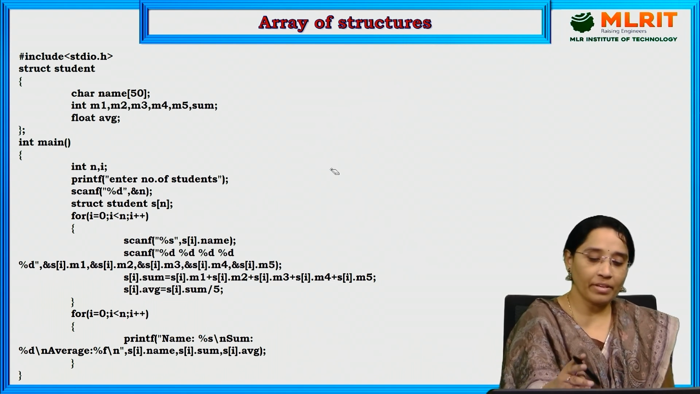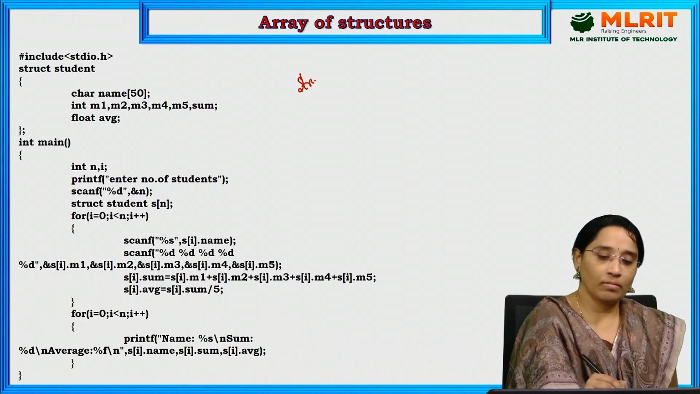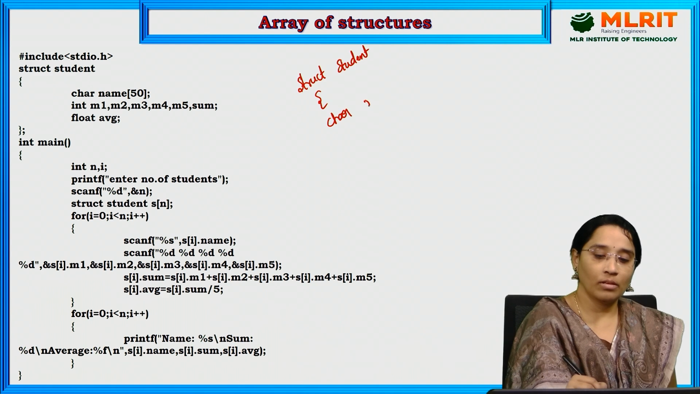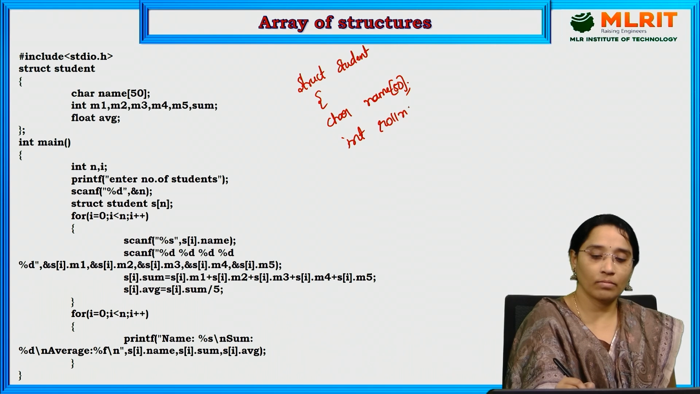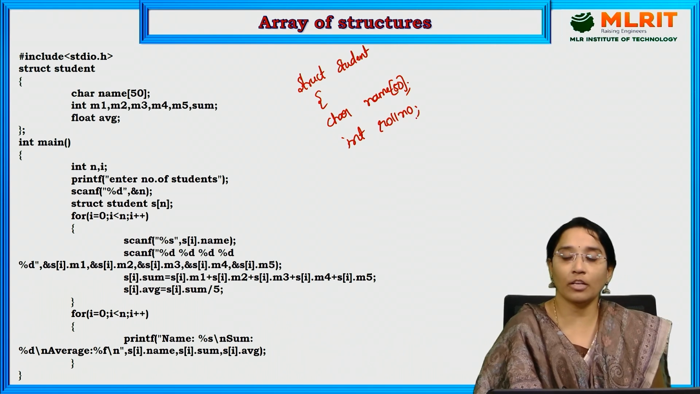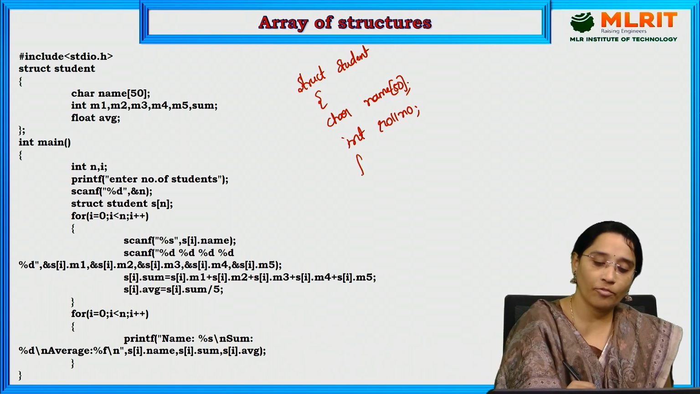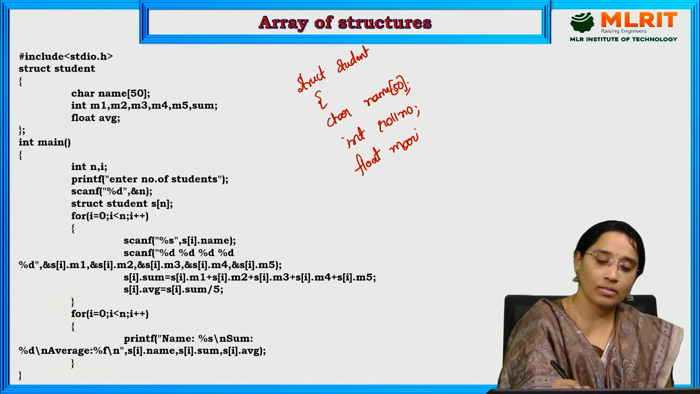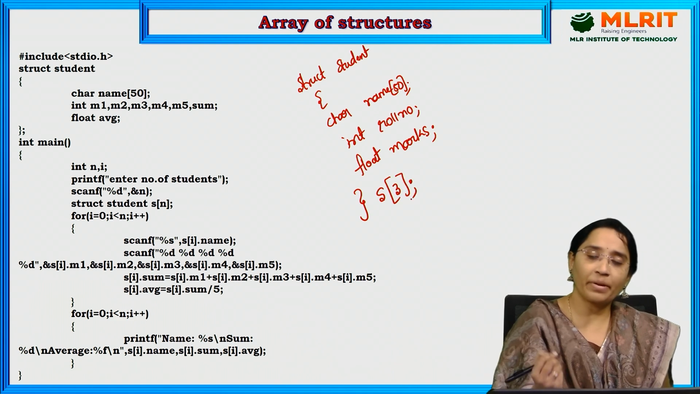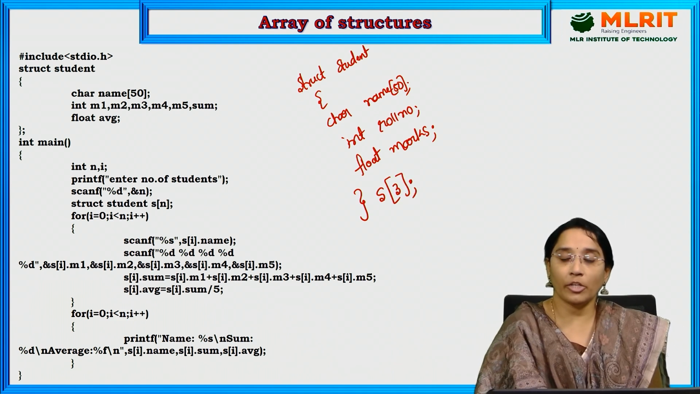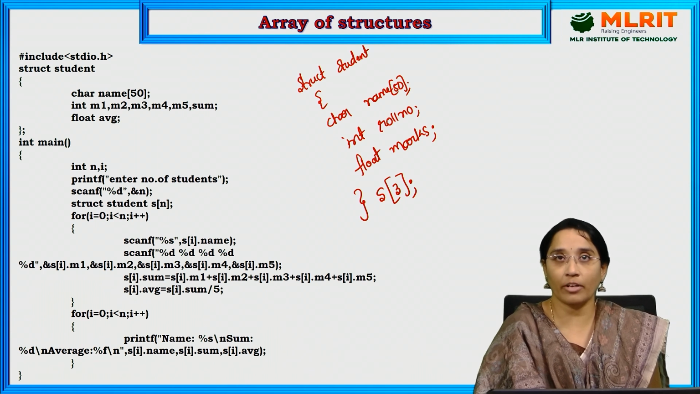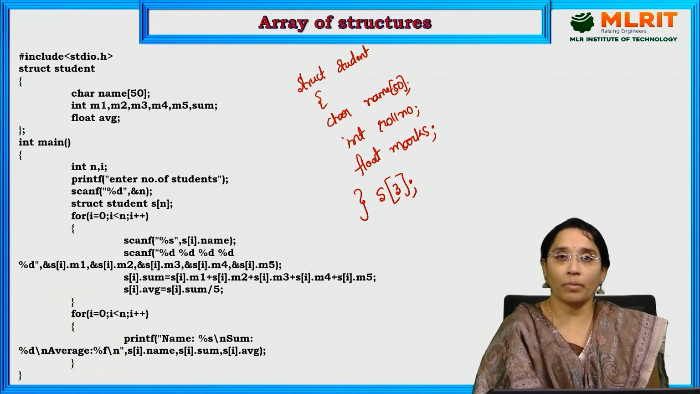Suppose in the same previous example, we will see struct student, char name of 50, int roll number. Suppose a question is asked like this: read and print the details of 3 students. Int roll number, float marks, S of 3. In the previous case, what have we done? E1, E2, E3. Instead of writing like that, if I ask you to read and print the details of 50 students, what will you do? E1, E2, E3, E4, and so on up to 50.